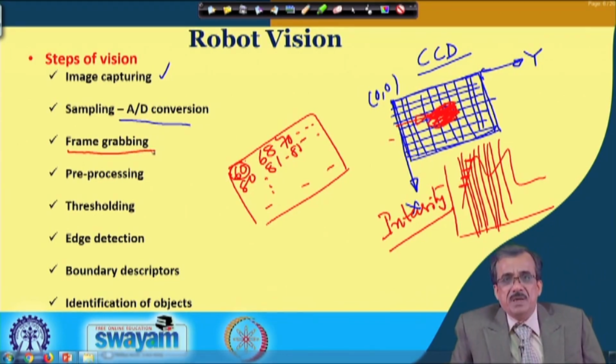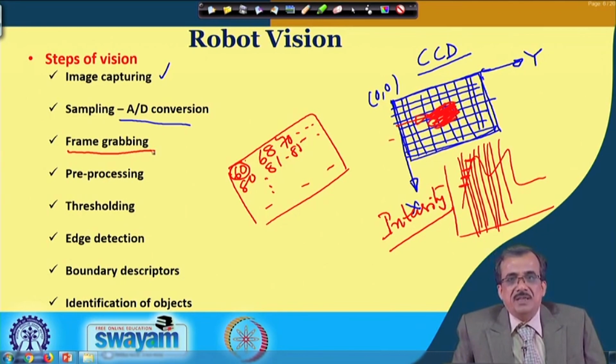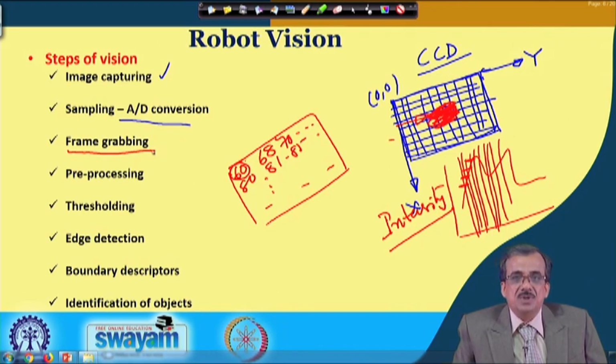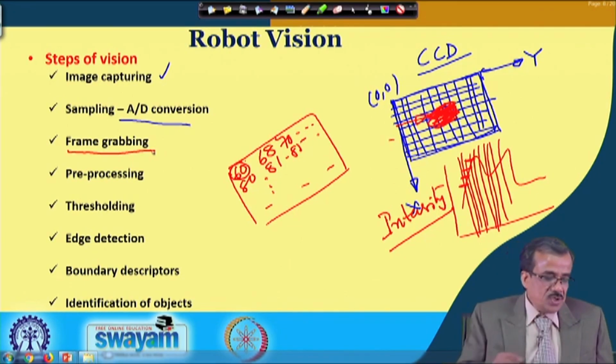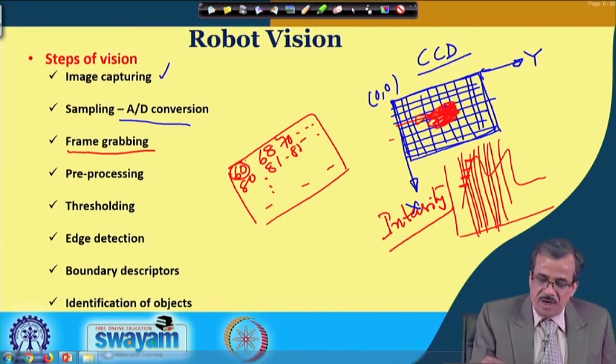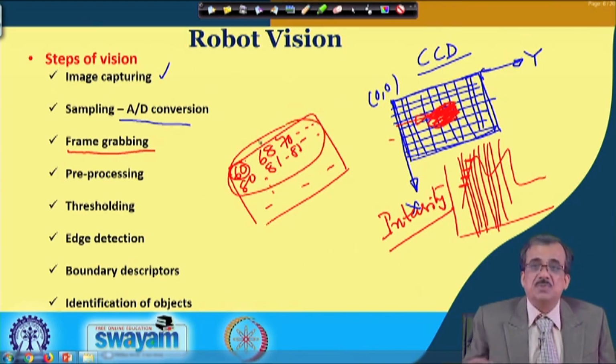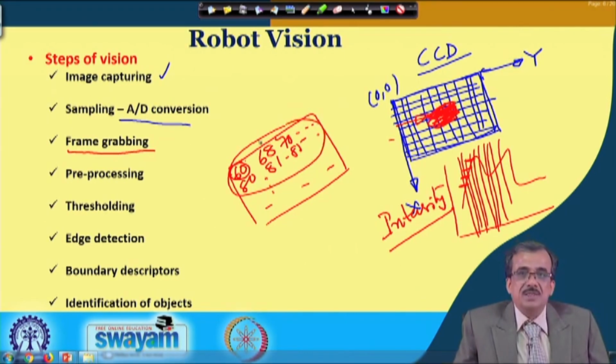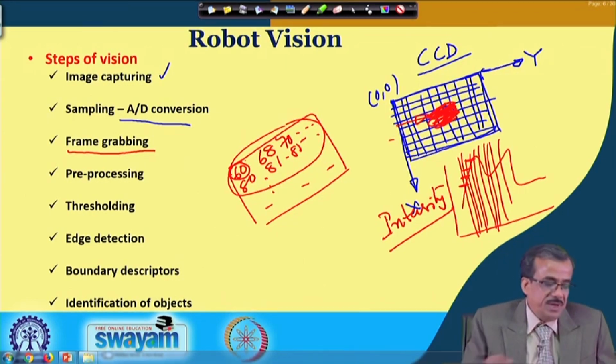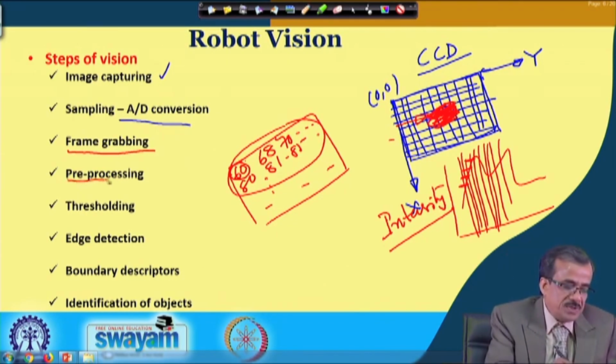Now, what is our aim? Our aim is that the robot should be able to identify that this is object 1, this is object 2 lying in this particular environment. So, corresponding to this image, we have got some numbers in the matrix form, and these are all light intensity values. Then we take the help of pre-processing.